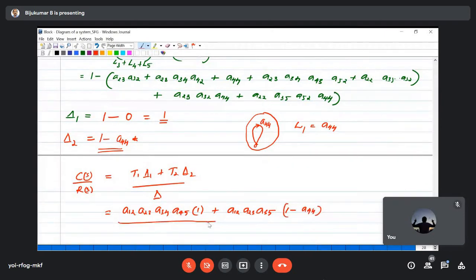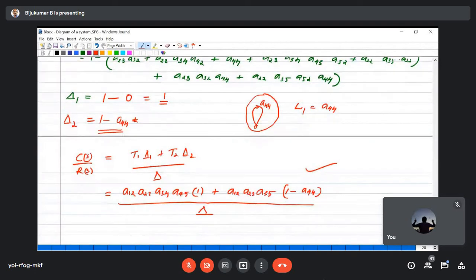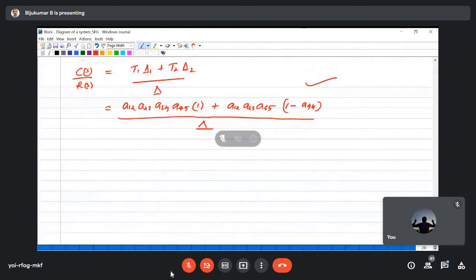Anyway, I am not going to write this, it is very lengthy. So this will be the final transfer function of the system using Mason's gain formula. Clear? If you have any doubt, please ask.